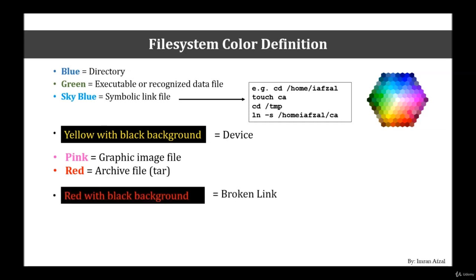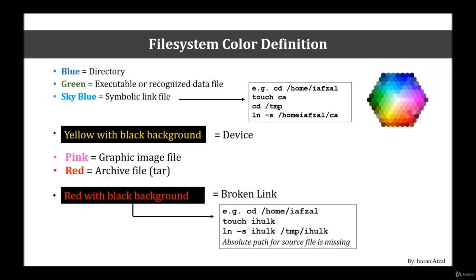Then we have red with black background, as it's showing right now. It is a broken link, which means if you create a symbolic link and that symbolic link is created with an incorrect procedure or incorrect way of running commands, then instead of sky blue color, it will show up red with black background.